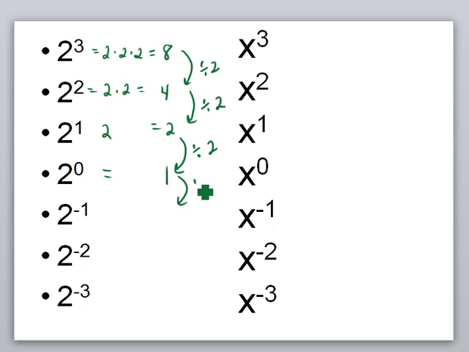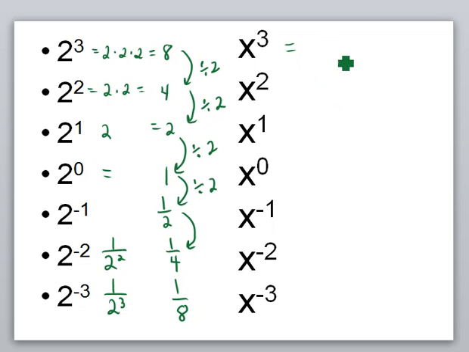So we take 1 divided by 2, that's 1/2. So a negative exponent just moves the number to the bottom. Using that method, this just means that this is moved to the bottom, so it's 1 over 2 squared, which would be 1/4. 1/2 divided by 2 is 1/4. And then this would be 1 over 2 to the third. That would be 1 over 8.